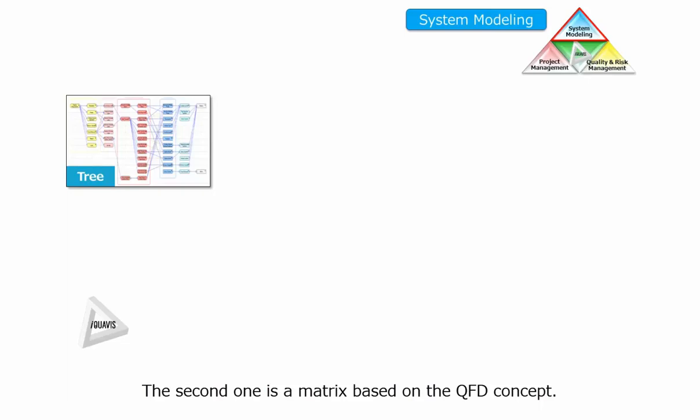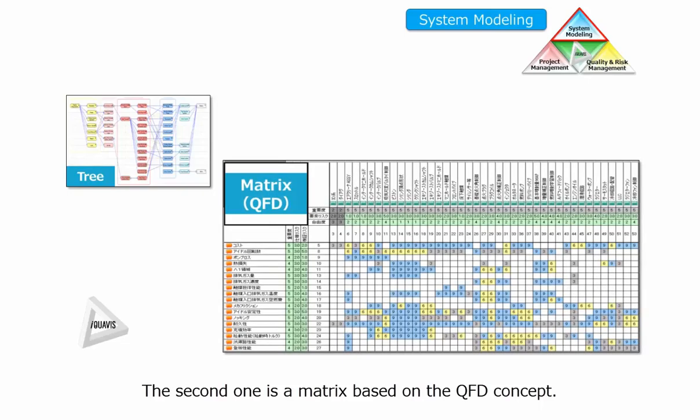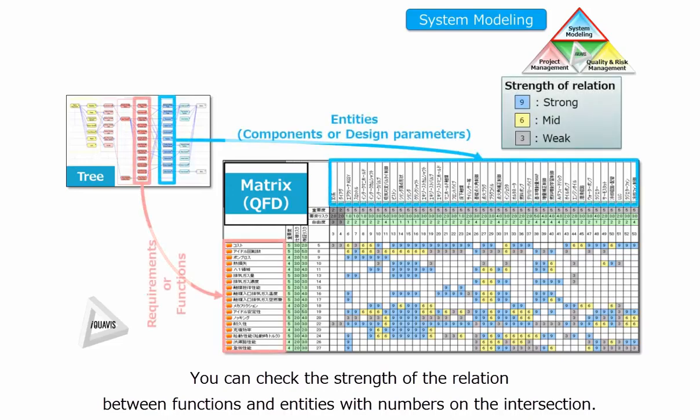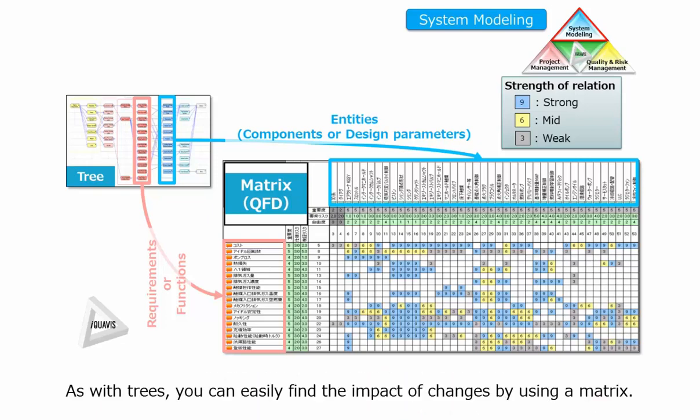The second one is a matrix based on the QFD concept. You can check the strength of the relation between functions and entities with numbers on the intersection. As with trees, you can easily find the impact of changes by using a matrix.